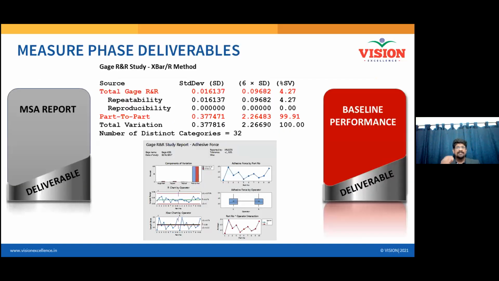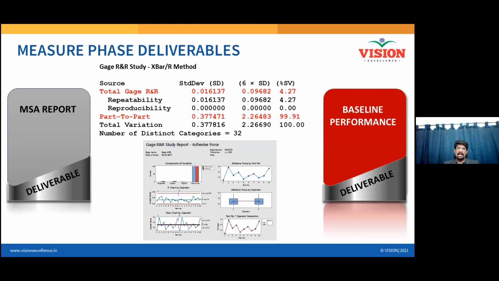So at the end of the measure phase, definitely you'll be getting an output, like you'll be having an MSA report, that is measurement system analysis report. See, you'll be having two analysis processes. One is measurement system analysis, another one is AAA, that is attribute agreement analysis. Depending upon the type of data you are dealing with, you can choose a relevant system.